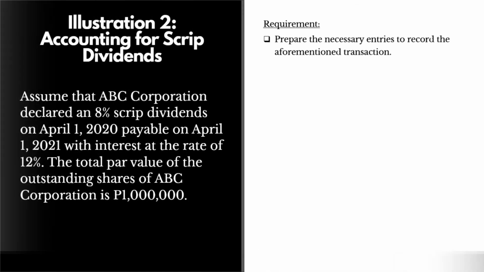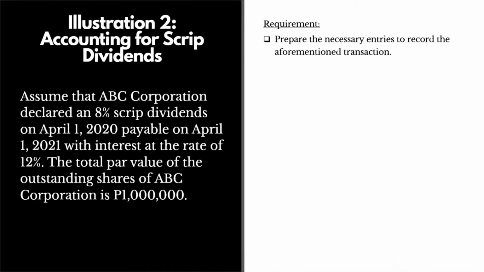Next illustration, illustration 2. So I have here a separate example for scrip dividends. Assume that ABC Corporation declared an 8% scrip dividend on April 1, 2020, payable on April 1, 2021 with interest at the rate of 12%. The total par value of the outstanding shares of ABC Corporation is 1 million pesos. For this particular illustration, we are required to prepare the necessary entries to record the aforementioned transactions.